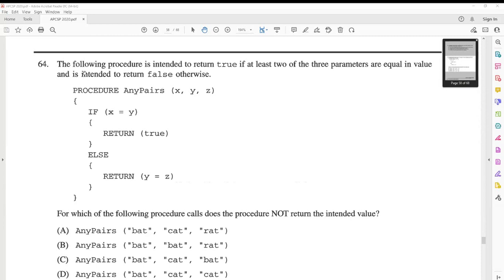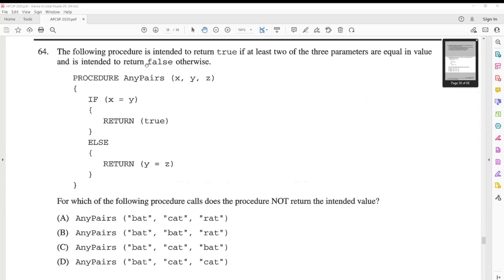64. The following procedure is intended to return true if at least 2 of the 3 parameters are equal. 2 of the 3 are equal. So here you return true. If A equals B, we return true already. Otherwise, return this. Yes. But outside, you do not return anything.